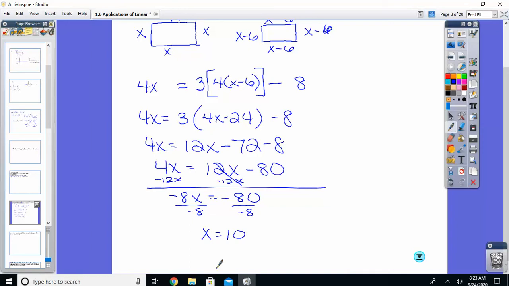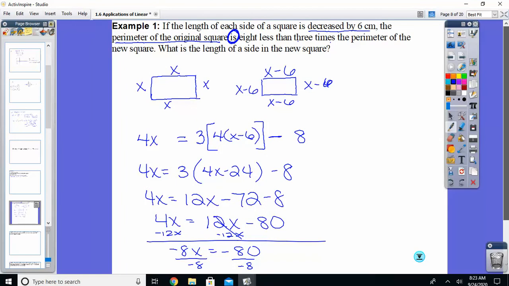Am I done? I have to write a sentence. Go back and look at what the original question asked. Make sure you're answering that question. I wanted to know the length of a side in the new square. So my new square was this one over here. If x is 10, then this side would be 10 minus 6, which is 4. So the side is 4 centimeters long.